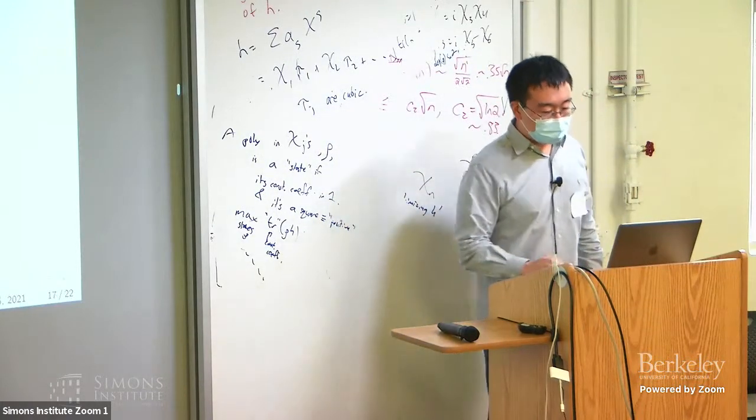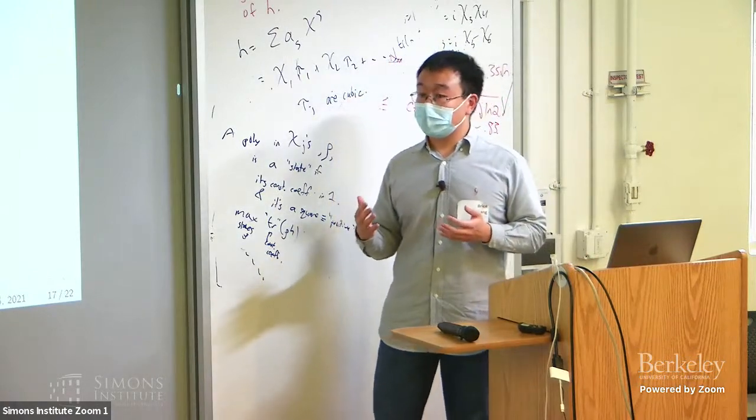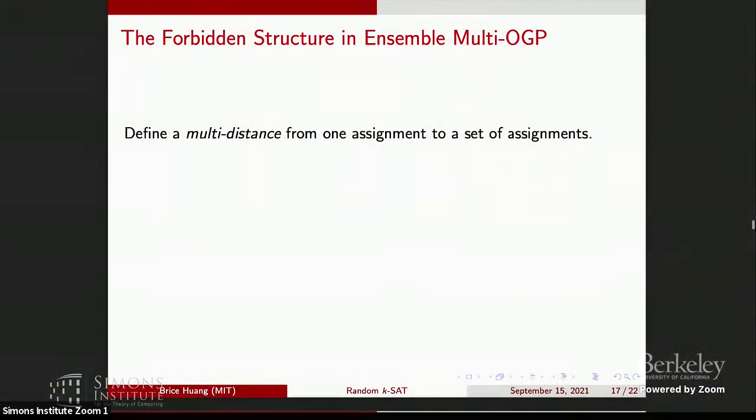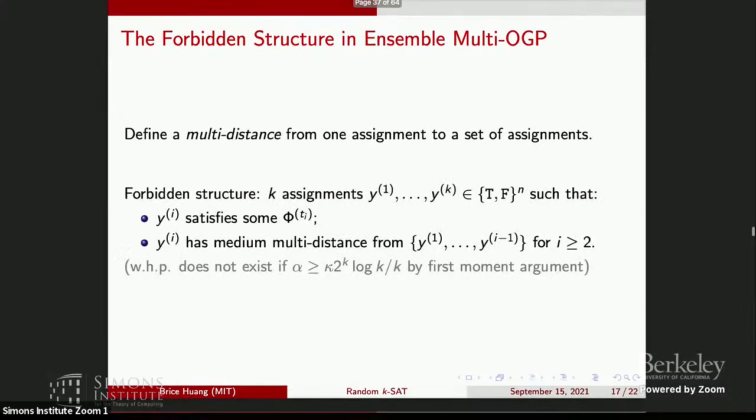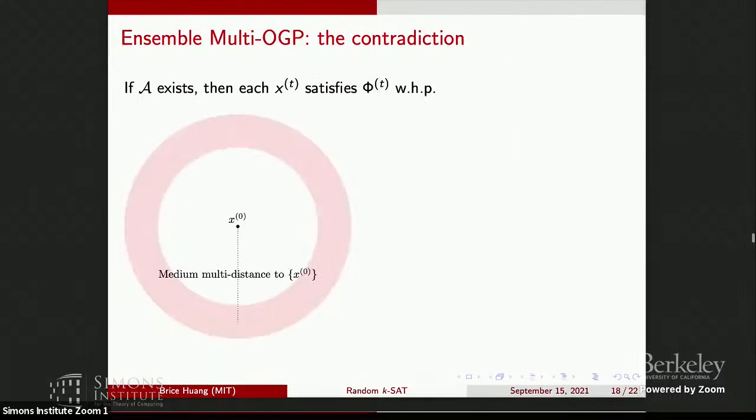Good question. We're going to need the following forbidden structure. To define this, we need a notion of multi-distance from one assignment to a collection of assignments. And I'm going to purposely keep this vague for now. Defining this properly will be one of our main innovations. So the forbidden structure consists of k assignments, each satisfying some phi, again, not necessarily the same one, such that the ith assignment has medium multi-distance to the set of its predecessors. And by some involved first moment argument, this structure will not exist. Let's take this for granted for now and see how we get the contradiction.